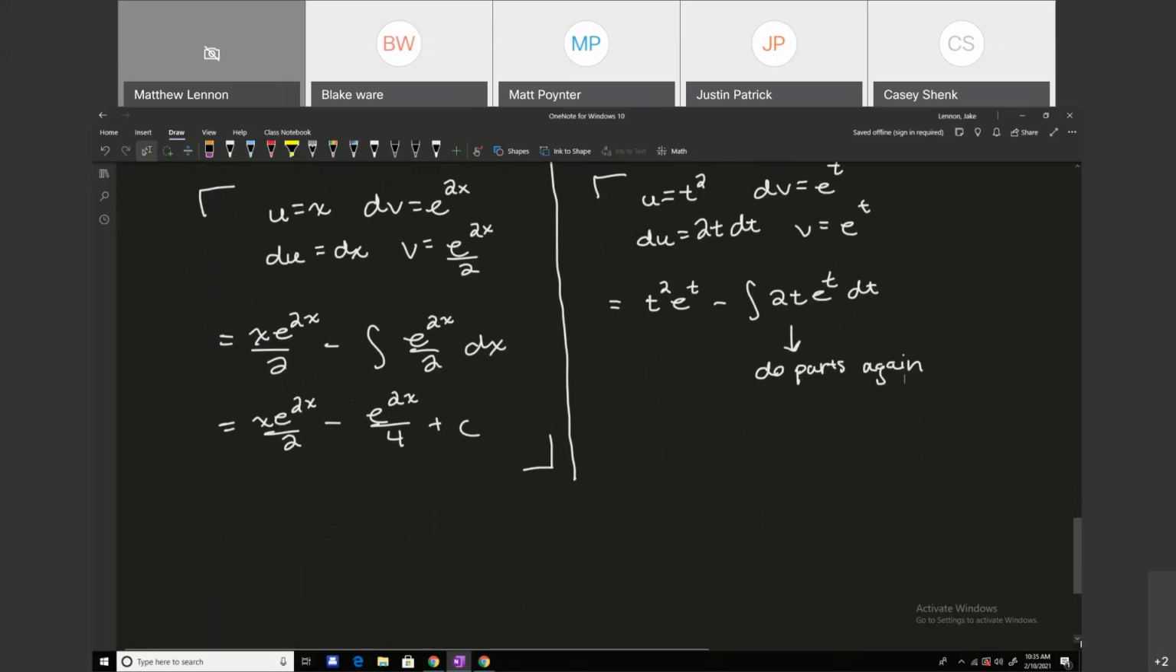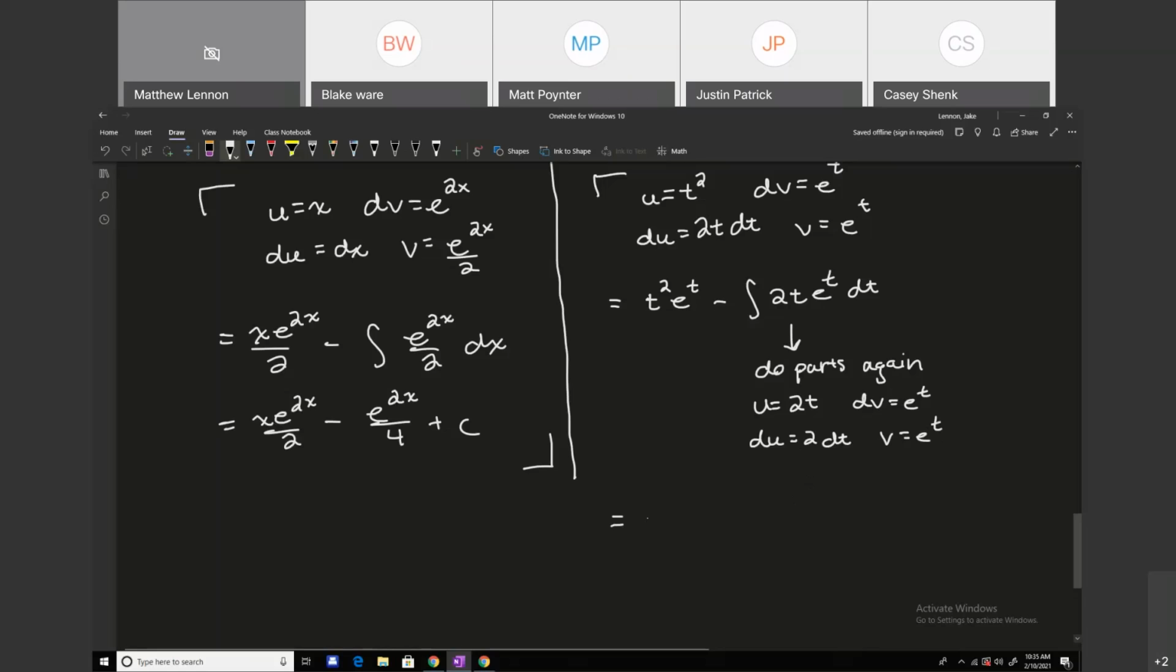So if I'm going to do that one by parts again, I would let u be 2t, dv would be e to the t. So du is 2 dt, and v is e to the t still. So basically I'd have my t squared e to the t minus, then I've got my uv from here, so 2t e to the t minus the integral of v with du, which is just 2 e to the t dt.